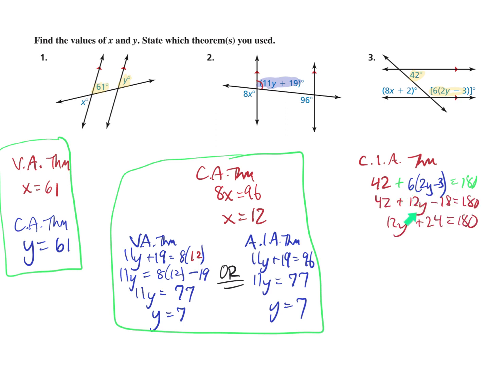Distribute the 6. Combine the 42 and the negative 18. Subtract 24 from both sides. Divide both sides by 12, and y is 13.